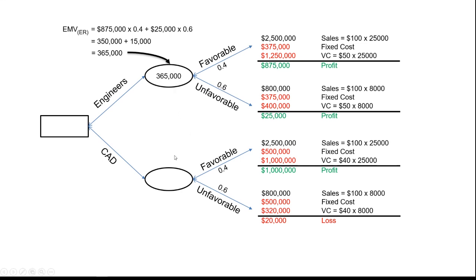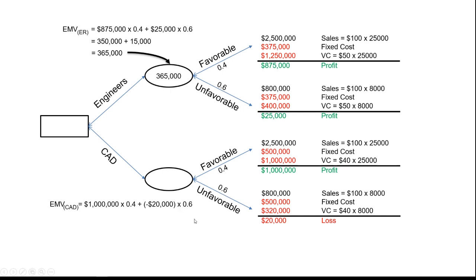Similarly, if I do the same thing for the CAD software, then that would be 1 million, which is the profit outcome value, times the probability of that happening, plus a 20,000 loss, which is negative here, times a 60% probability.